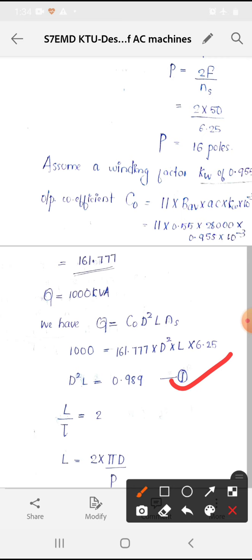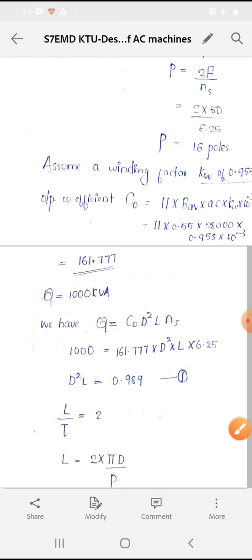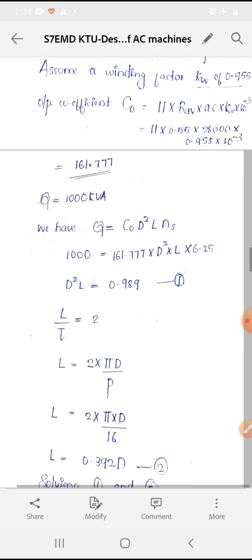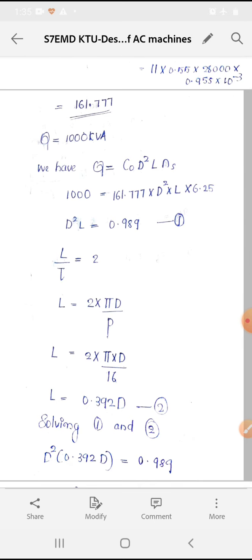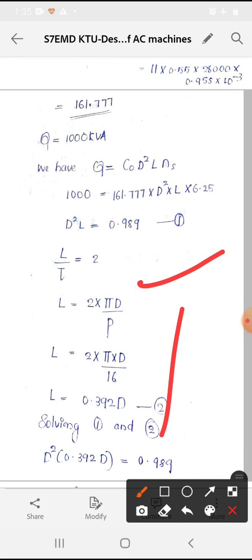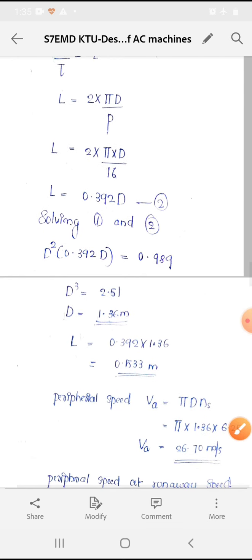And also in the question, it is mentioned as rectangular pole. So normally the range of rectangular pole is 1 to 5. So I have taken 2 in this question. So L by tau is equal to 2, where tau is pi d by p. You can select any values in between 1 to 5. Normally it should be up to 3. So substituting the value of poles, we will get equation number 2. Solving equation 1 and equation 2, we will get the values for capital D and capital L.